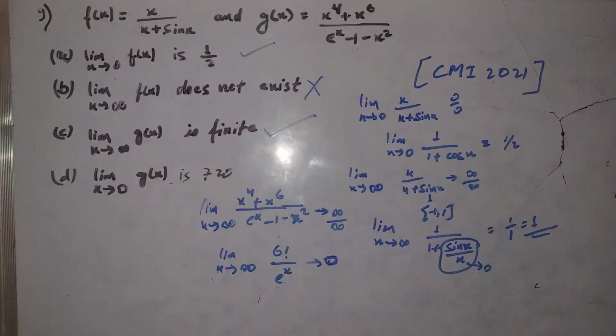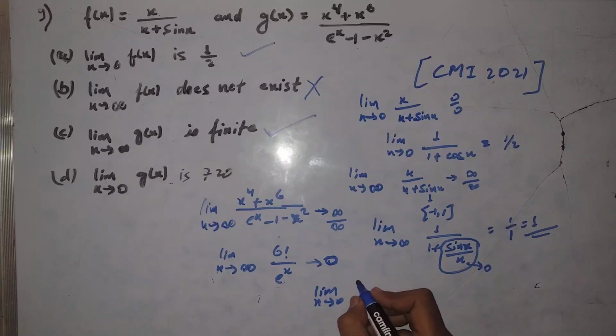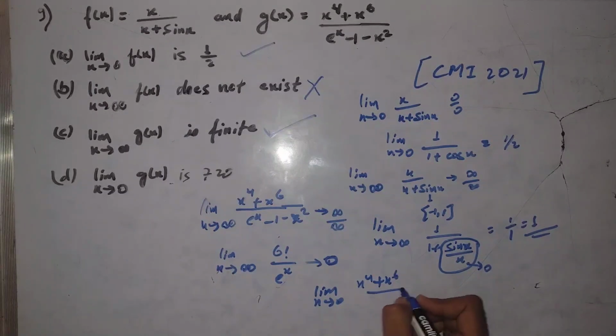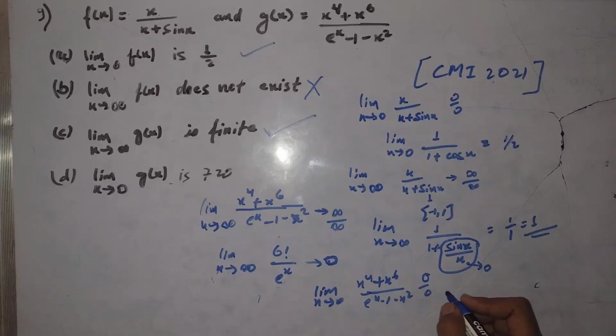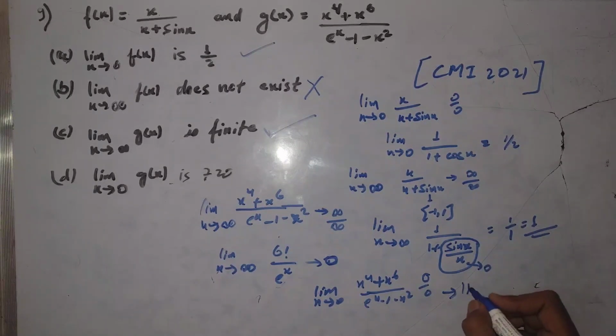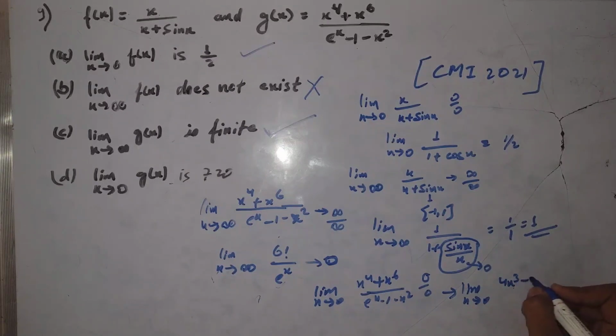Let's talk about statement D. In statement D, we say that limit x tends to 0 of g(x), that is x to the power 4 plus x to the power 6 upon e to the power x minus 1 minus x square. This is 0 upon 0. Okay, so we have to differentiate it using L'Hopital. So let's see what we are getting using L'Hopital. We'll get limit x tends to 0 of 4x cube plus 6x to the power 5, and in the denominator we will have e to the power x minus 2x.